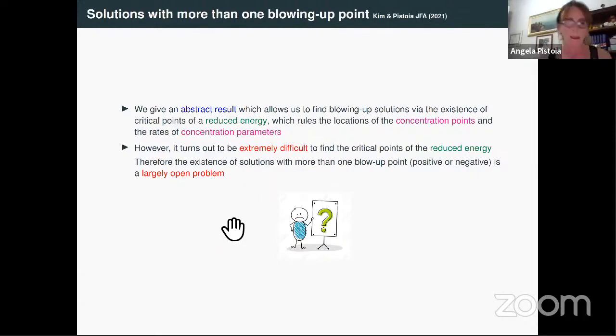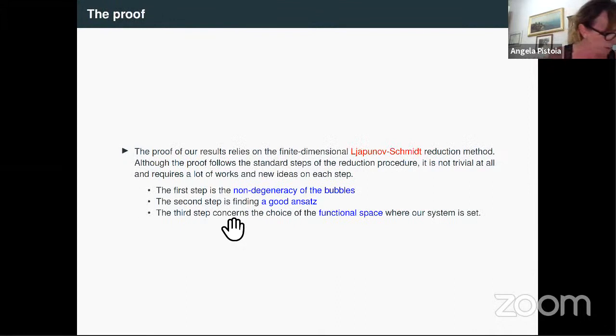Now, I don't know how much time I have. Let me tell you how the proof goes. The proof relies on the finite dimensional Lyapunov-Schmidt reduction, which is extremely powerful, as you know. The proof is based on three steps, which are classical, but in this setting are not trivial, because we have to do a lot of work, as you can see.